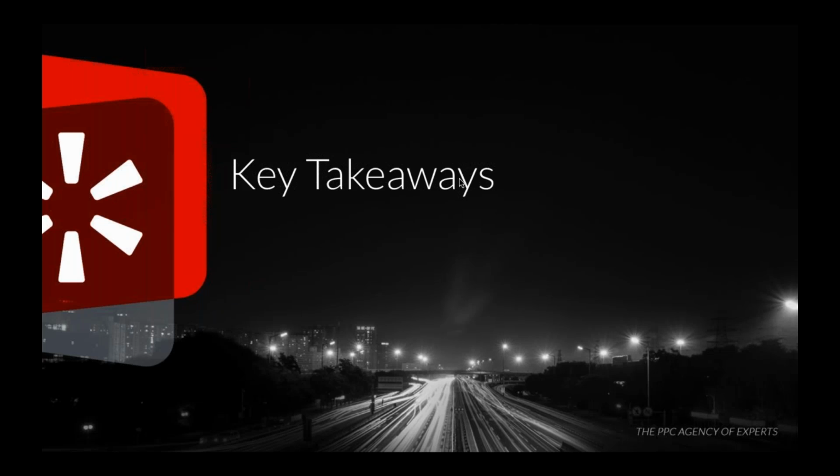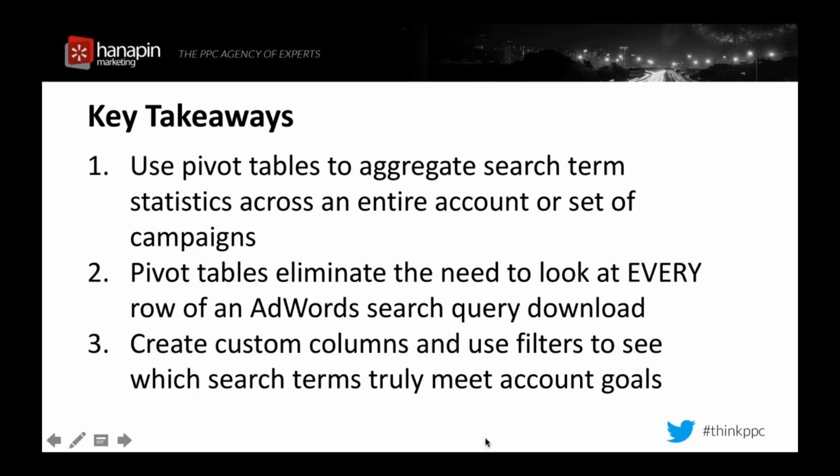All right, so we just want to walk through some of these takeaways. You should definitely use pivot tables to aggregate your search term statistics across an entire account or set of campaigns. In addition, pivot tables eliminate the need to look at every row of an AdWords search query download. And finally, when you create custom columns and use filters, you can see which terms are truly meeting your account goals, and not only that, but you can do it very quickly.